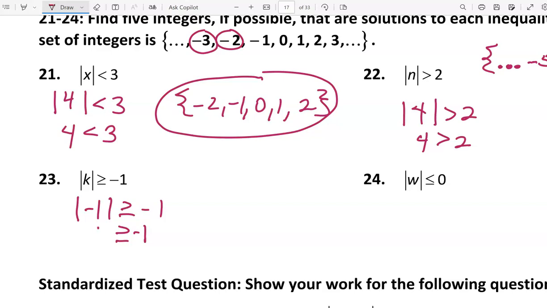If we replace k with -1, 1 is greater than -1. That's a true statement. Replace k with 0, 0 is greater than -1. Also true. Replace k with 1, 1 is greater than -1. Hey, these seem like they're all true. If I take the absolute value of a number, I'm going to get a positive result or possibly 0. And that number is always going to be bigger than -1, isn't it? So the answer to this one is basically all of those integers up there. They are all solutions to this inequality.